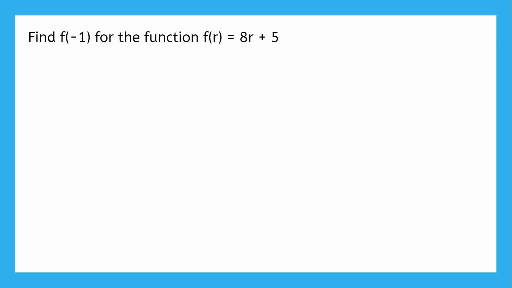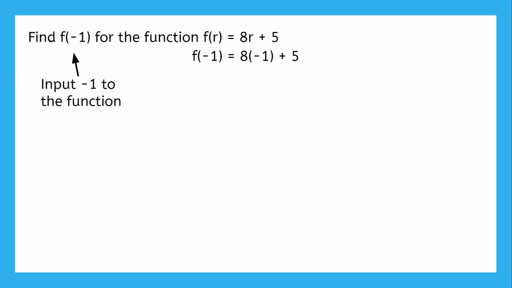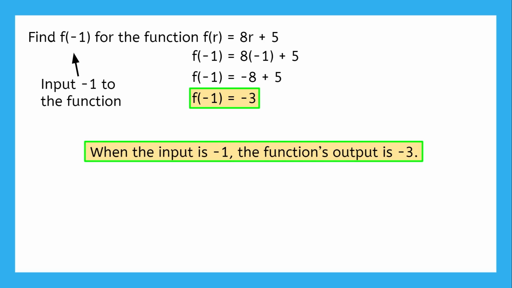Next, find f of negative 1 for the function f of r equals 8r plus 5. The f of negative 1 just means to input negative 1 to the function, so that's exactly what we'll do. When we simplify the right side, we get negative 3. We can either write our answer as f of negative 1 equals negative 3, or we can write it in words, like when the input is negative 1, the function's output is negative 3.